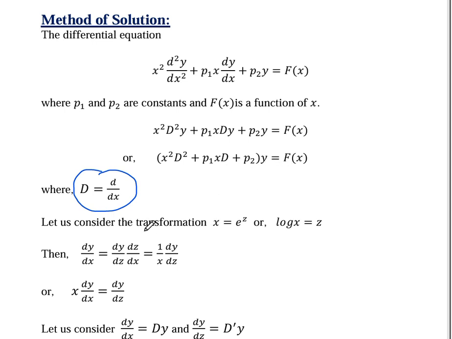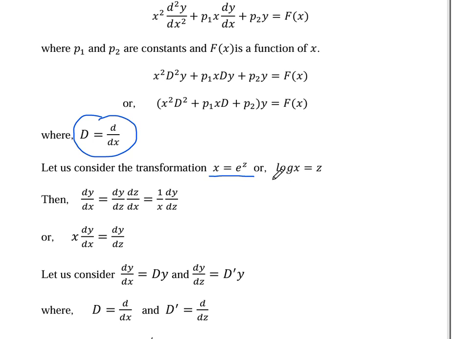Now let us consider the transformation x equal to e to the power z. So here log x equal to z. So dy/dx we can write as dy/dz into dz/dx, because we have to express it in terms of z. So dy/dz into dz/dx equal to 1/x dy/dz. If we cross multiply, we have x dy/dx equal to dy/dz.